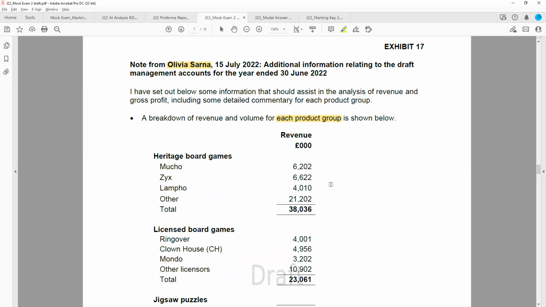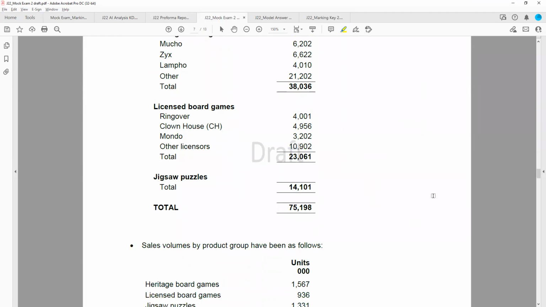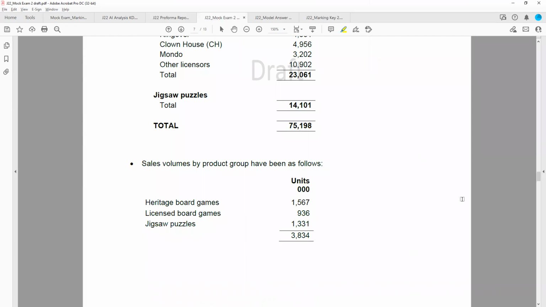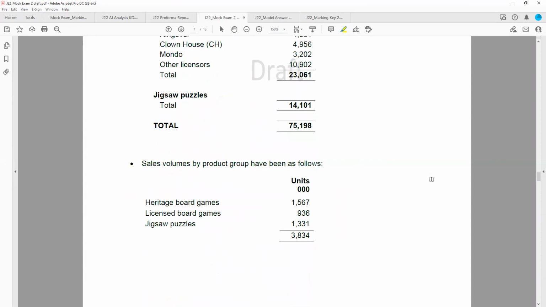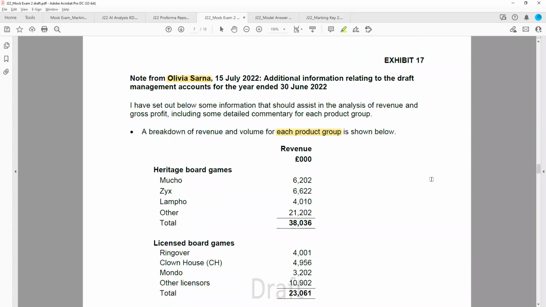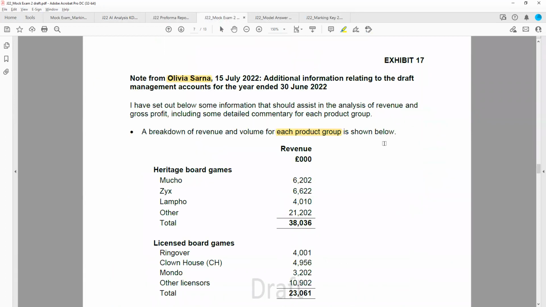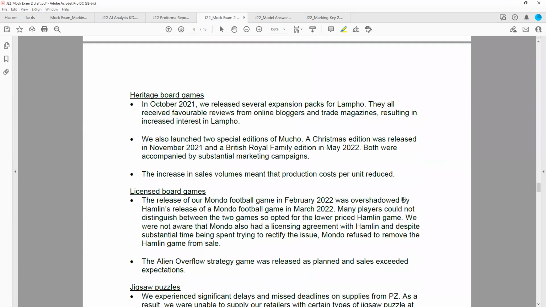So we have a breakdown of each product group by product, by licensor, and of course, jigsaw puzzles doesn't have a breakdown of individual items. We're also told sales volumes as well. So this is presented in a slightly different format from mock exam 1, but nonetheless the same information is there, and therefore we can do the same analysis, which we've thought about a lot in advance of the exam. So we know that those will be going into our numbers.